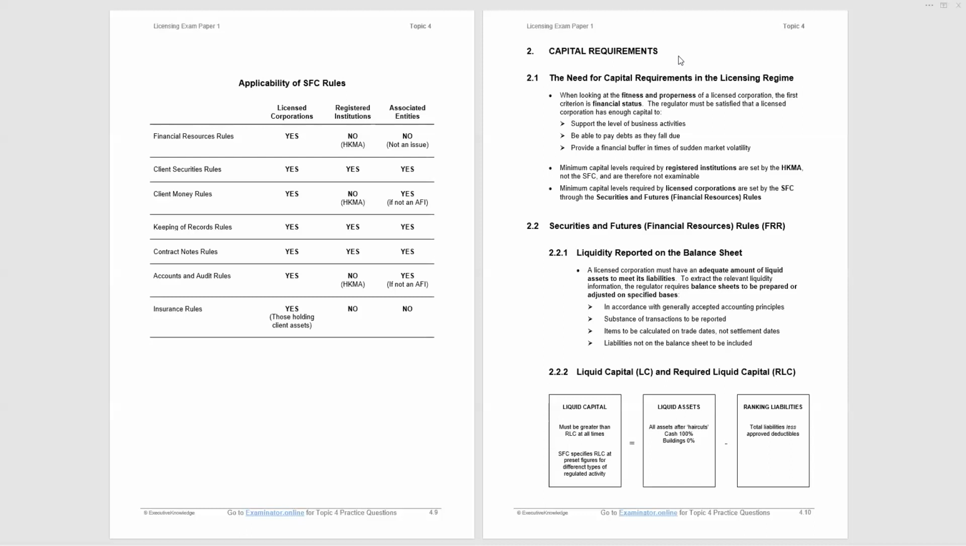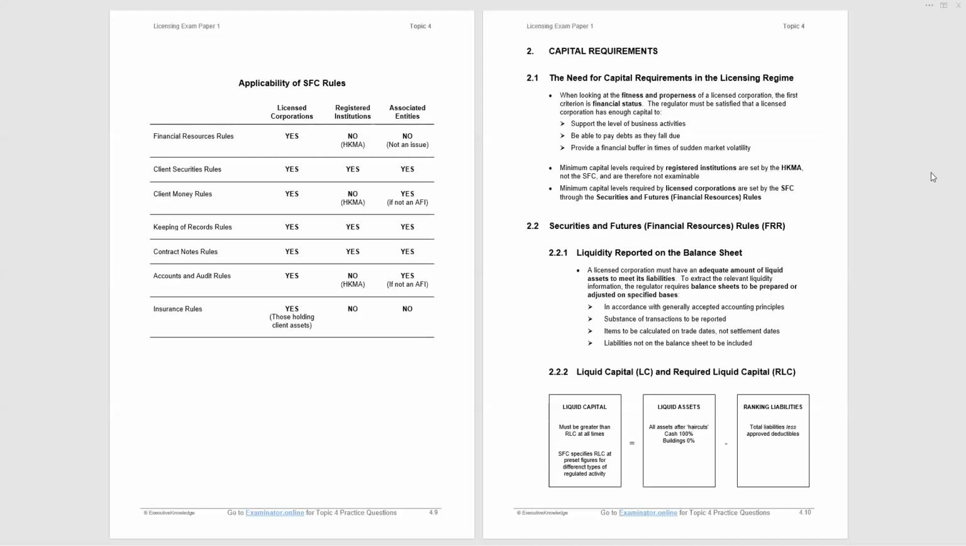Last 2 bullet points under 2.1, minimum capital levels required by registered institutions set by the HKMA, not the SFC, and minimum capital levels required by licensed corporations set by the financial resources rules, which is what we're going to move on to. Now, all of this material I've seen questions on.